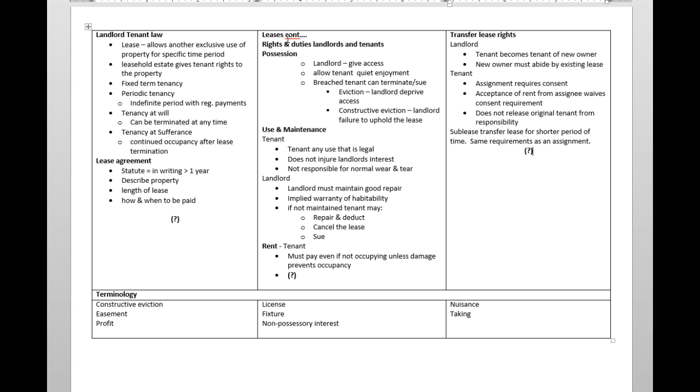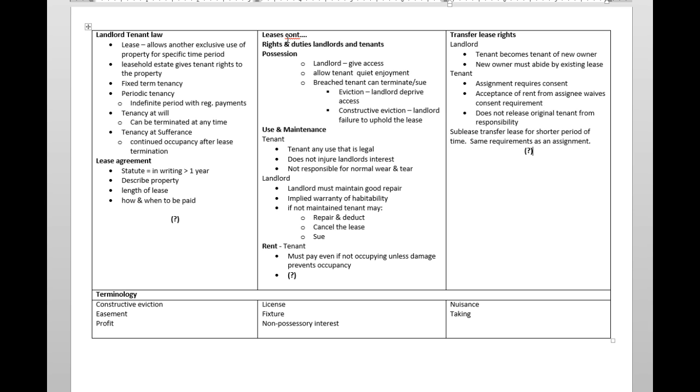For use and maintenance on the landlord side, the landlord has to maintain everything in good repair. There's this implied warranty again of habitability. And that literally means that you can inhabit the property, and you're safe. The environment is good. It's a healthy environment for you.